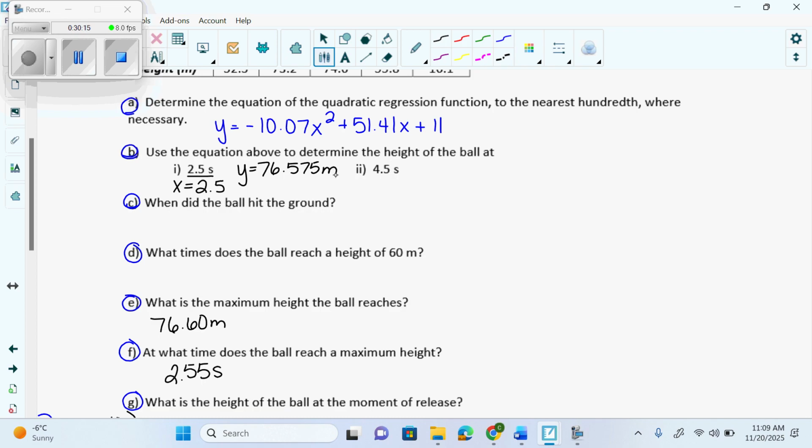Okay? What's the next one? Is it an x or a y? 4.5 seconds. X, because units of seconds is x. So I do it again. Second, trace, value. Everyone's typing this in. Second trace value, 4.5. And I get y equals 38.39 meters.